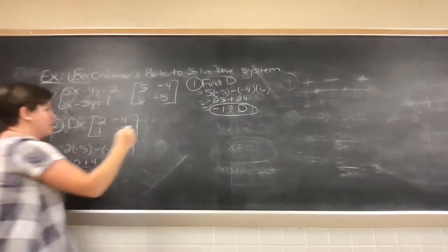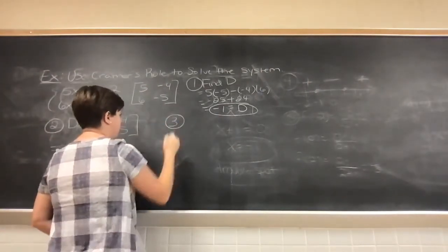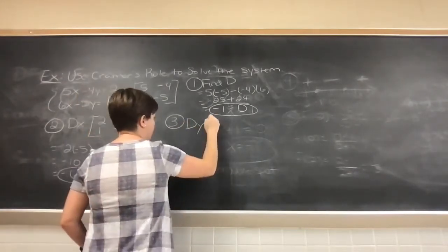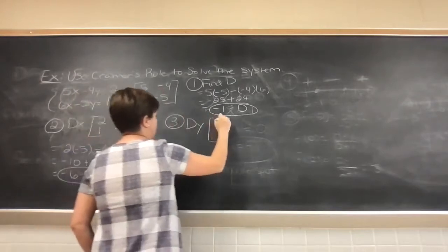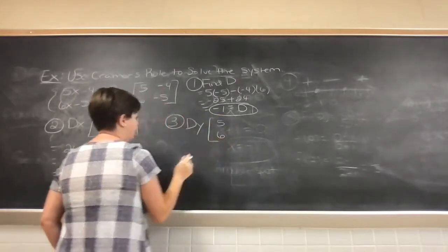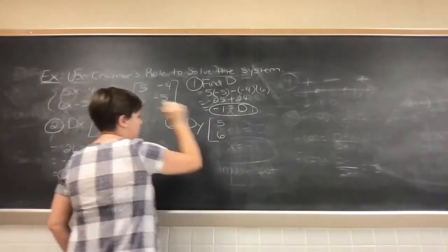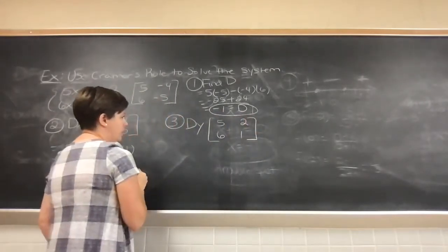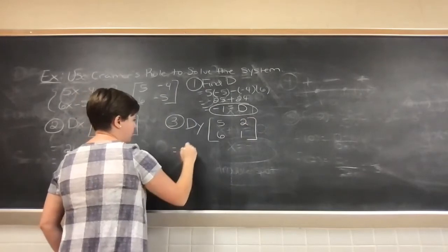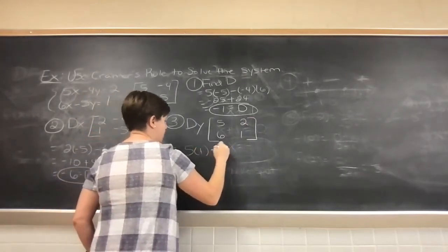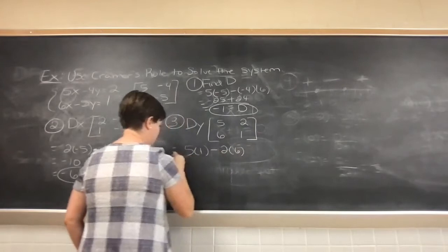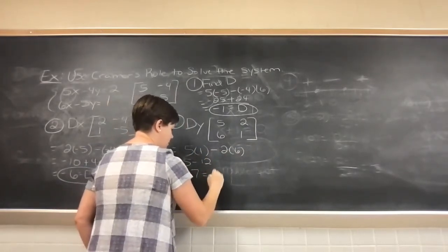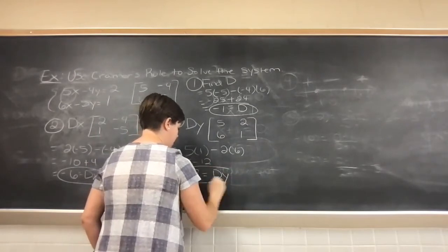Now I do the exact same thing in step 3, only I'm finding dy. So I'm going to write my x's, and I'm replacing my y values with the 2 and the 1. And then I find my determinant the same way. 5 times 1 minus 2 times 6, 5 minus 12 equals -7, and that is my dy.